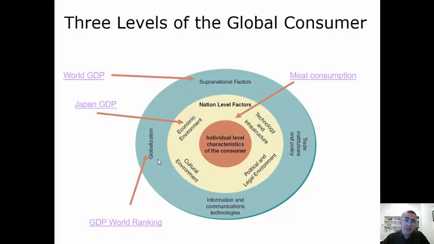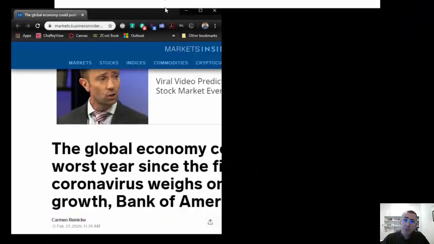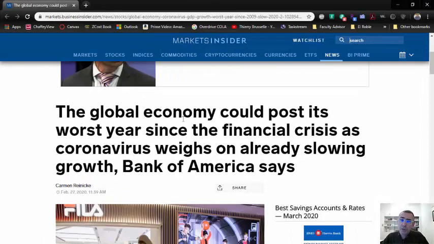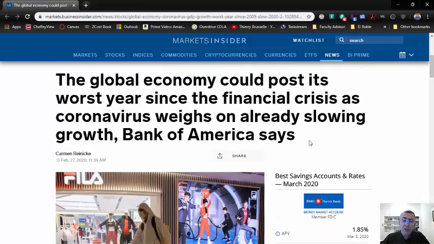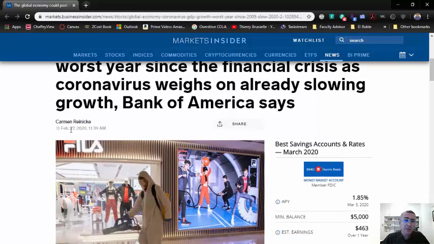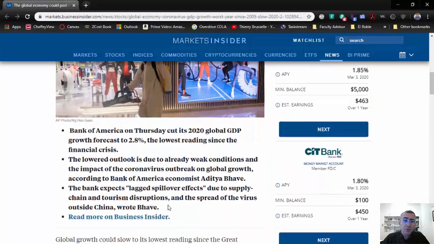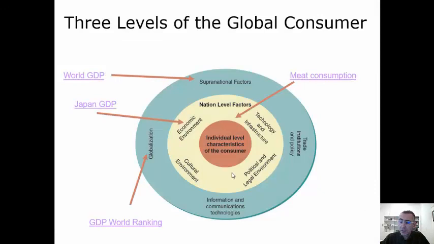Now, as we continue to look at what's going on, of course, there have been some updates, right? For the latest update, what we have here is this: the global economy could post its worst year since the financial crisis as coronavirus weighs on slowing growth. This is coming from Bank of America, February 27th, right? This is really a big deal because if things slow down globally, it's a compound effect between all these countries that trade on multiple levels.